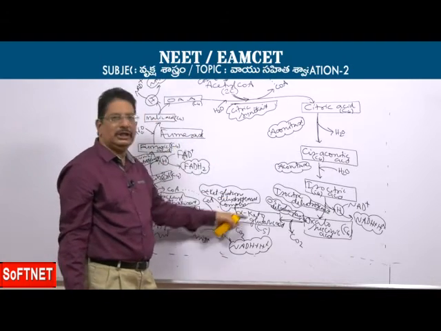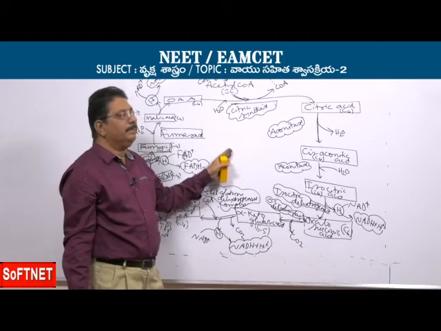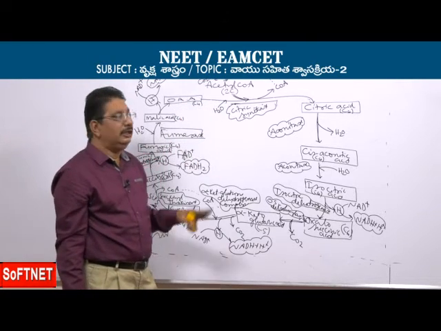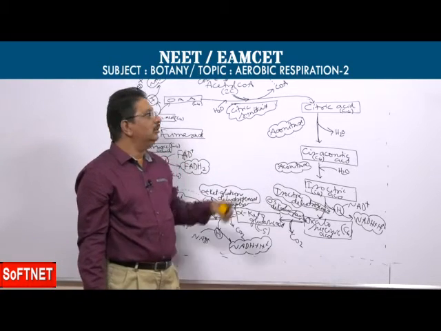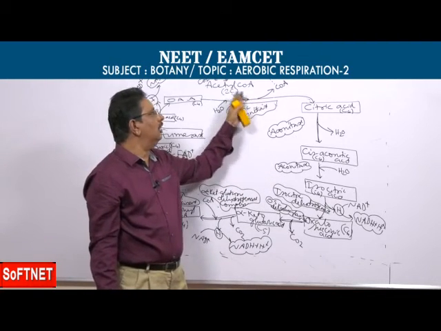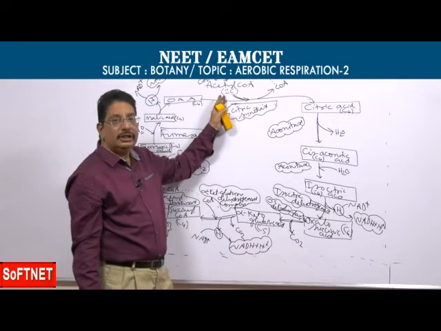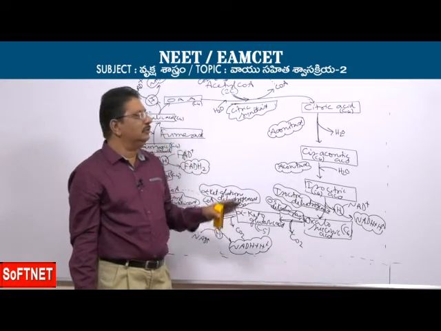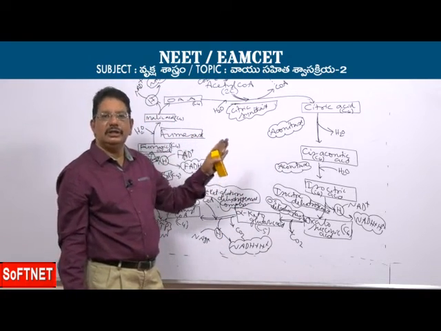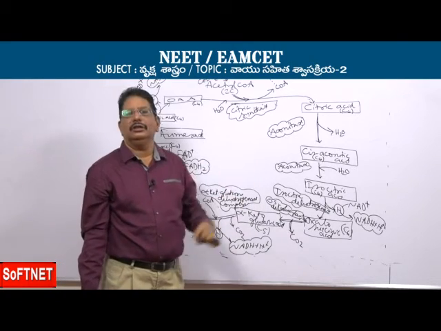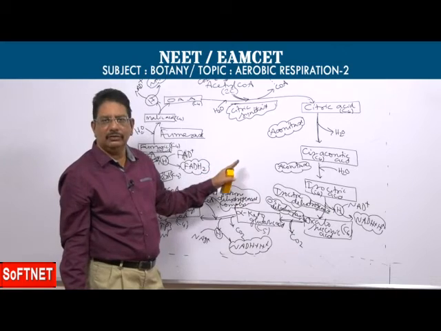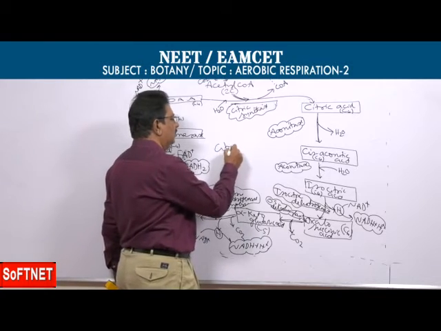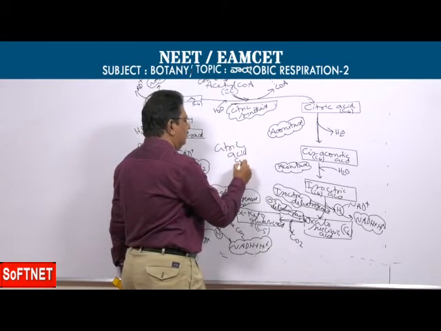For continuous occurrence of this pathway, a continuous supply of OAA is mandatory. If OAA is not available, then there is no further oxidation and decarboxylation of acetyl coenzyme A. So, it is a mandatory one. That means OAA regeneration is as important as the aerobic cyclic pathway in mitochondria. So, OAA must be regenerated. So, this is called the citric acid cycle.